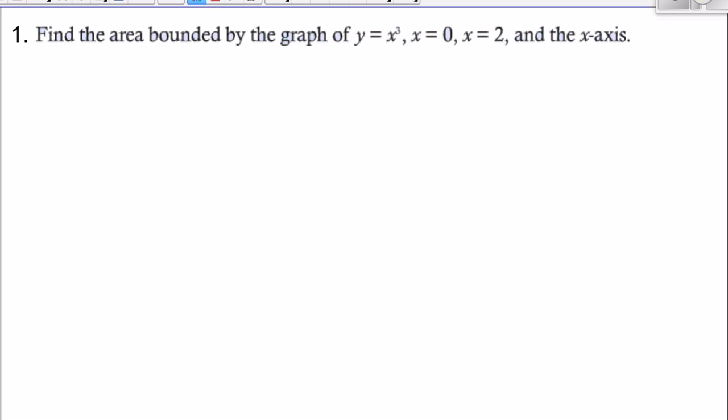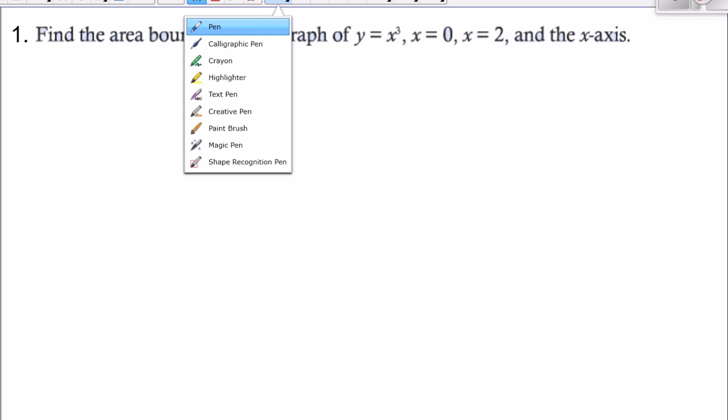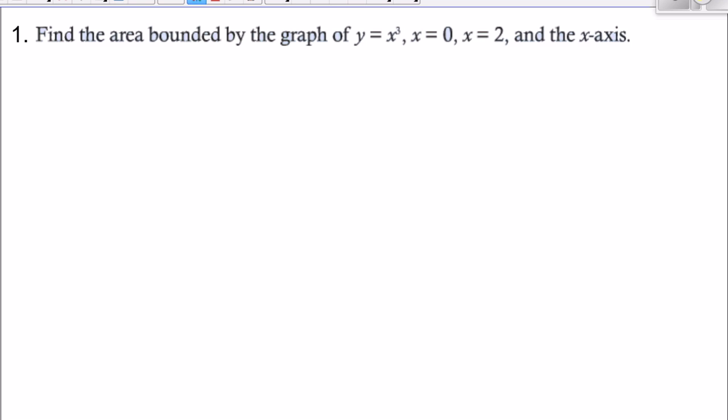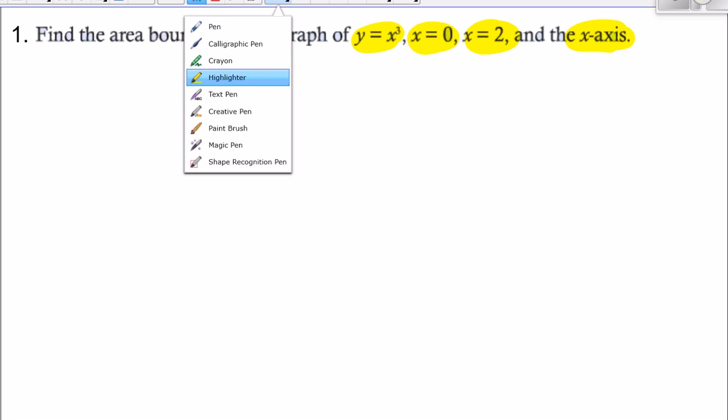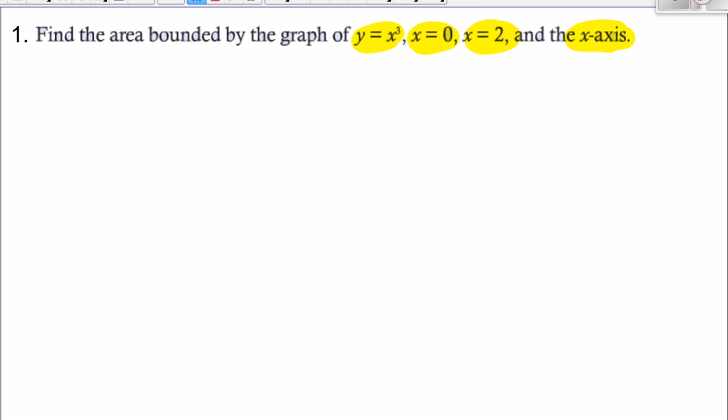Now, I'm going to explain this in this question here. It's just an example that we can use to understand the process. So, the function that you're given here is y is equal to x cubed, from x is equal to 0 to x is equal to 2 and the x-axis. Now, what I'm going to do is to sketch this so that you can have an idea of what's going on. So basically what we have is a cubic function.